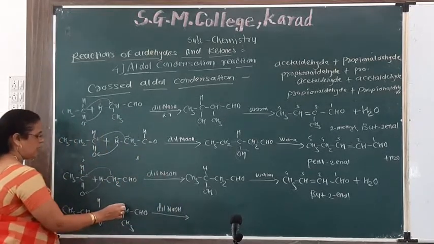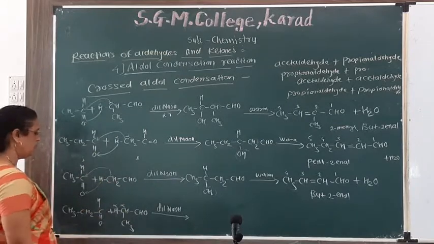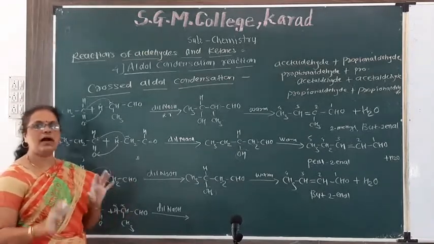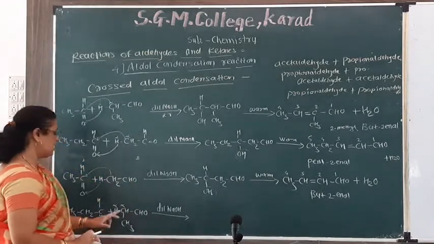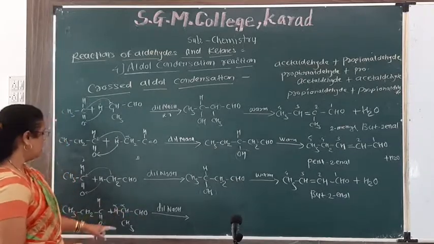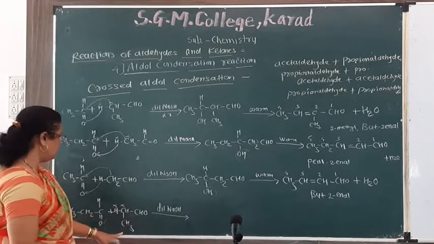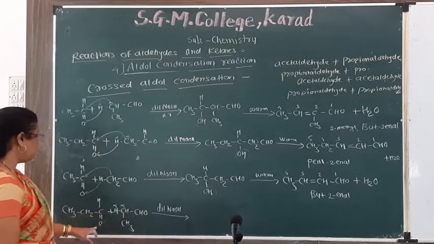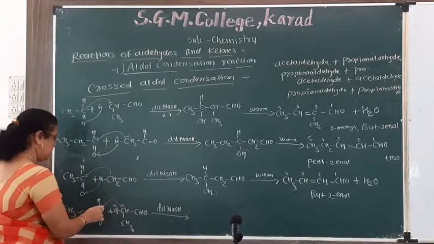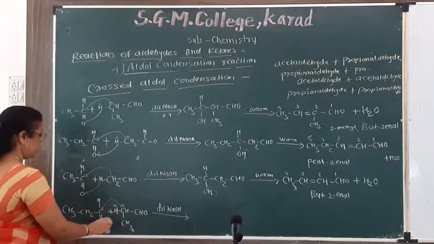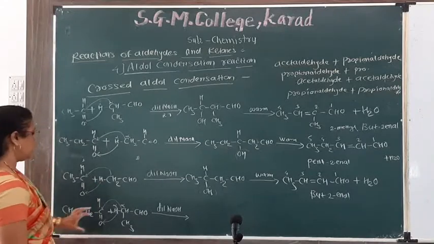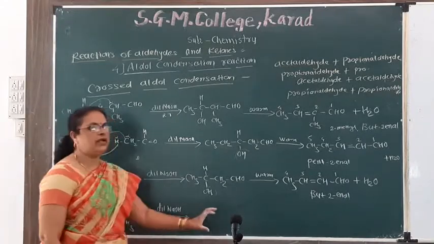Here this is the alpha carbon atom, this is the alpha hydrogen atom. Alpha carbon atom means the carbon atom attached to the carbonyl carbon is called the alpha carbon atom, and the hydrogen atom attached to the alpha carbon atom is known as the alpha hydrogen atom. Here the alpha carbon atom of the second molecule gets attached to the carbonyl carbon atom of the first molecule, means this CH group is attached to this carbonyl carbon. This hydrogen atom migrates towards the carbonyl oxygen to give a hydroxyl group. This reaction takes place in presence of dilute NaOH.